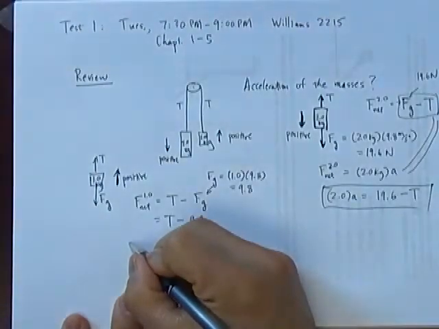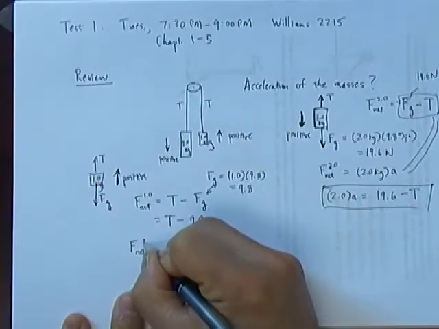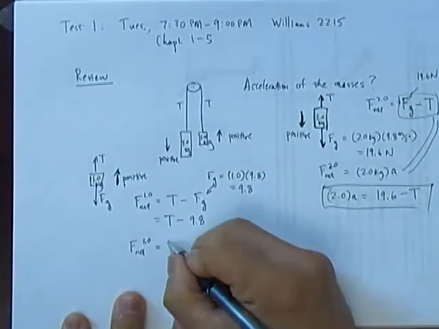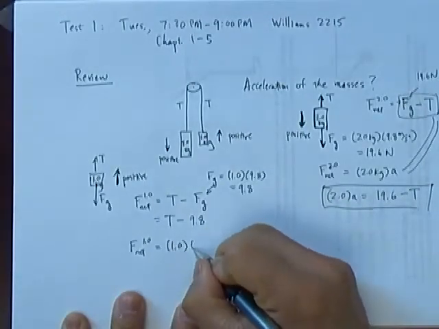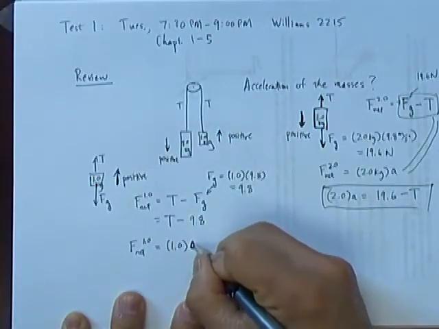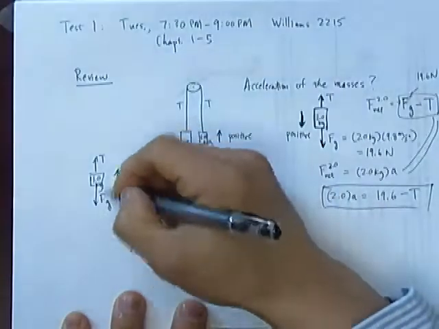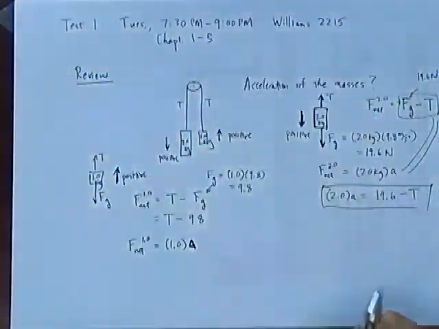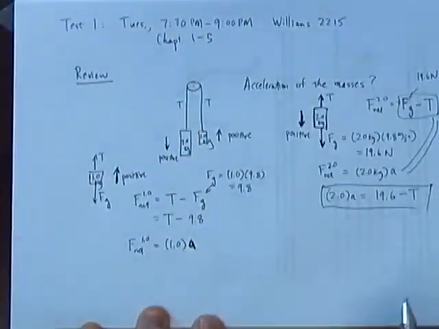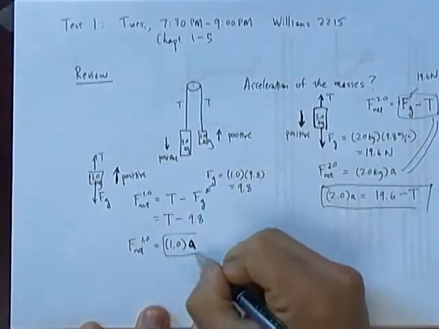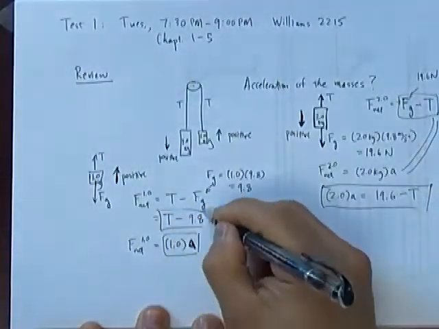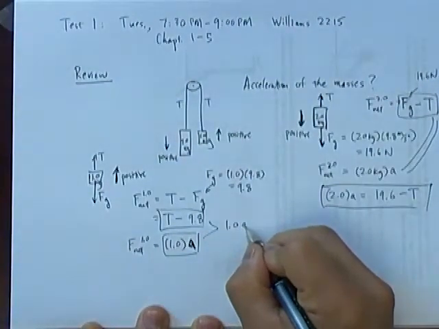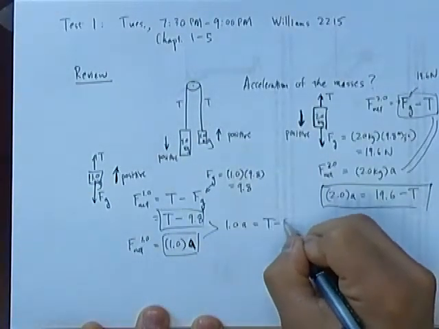Now we also know from Newton's second law that the net force must be equal to the mass times the acceleration. The mass is 1.0, and we don't know the acceleration, so that's A. The acceleration is going up, though. We know the 1 kilogram mass is going up as the 2 kilogram mass goes down. So that's the positive direction. That's why I don't put a minus sign here. Now I have this expression for the net force, and this expression for the net force. I set them equal, so I have 1.0A is equal to T minus 9.8.